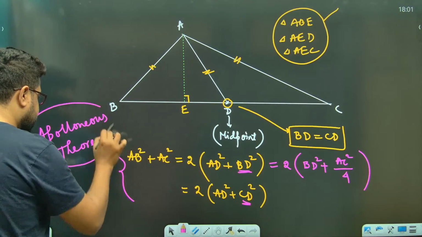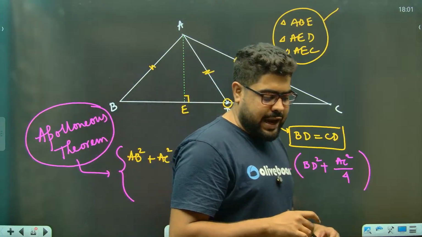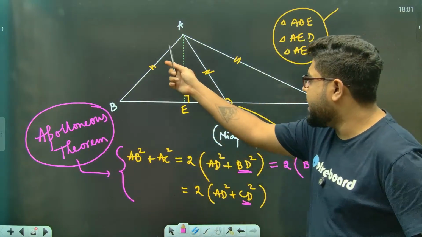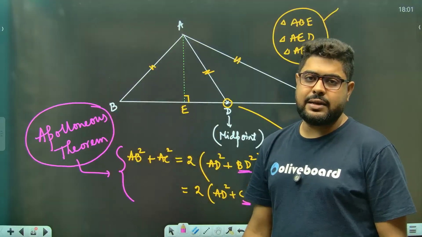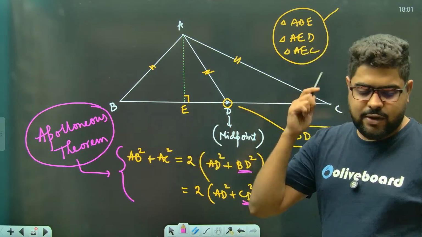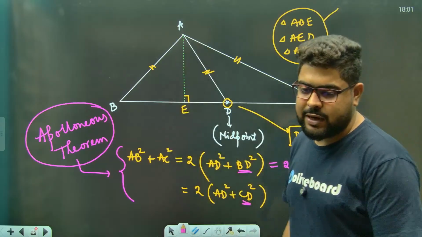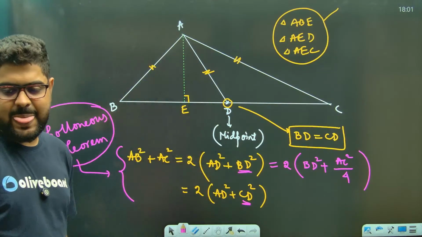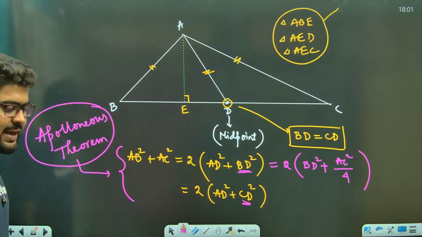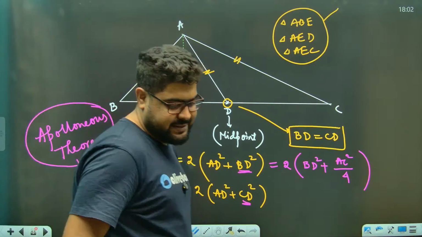Now, please understand, where will I be using this? I have told you. Where I have this AB square, AC square, this type of thing, but the triangle is not right angle, meaning Pythagoras cannot be used. So for that, we have our savior called Apollonius. Clear, everyone? Everybody clear, sir? Absolutely clear. Makes complete sense.